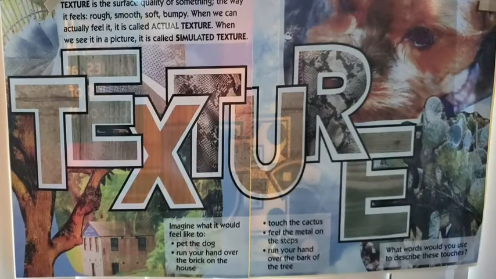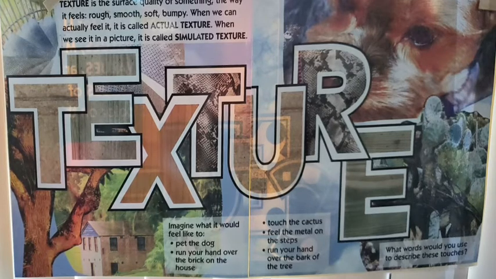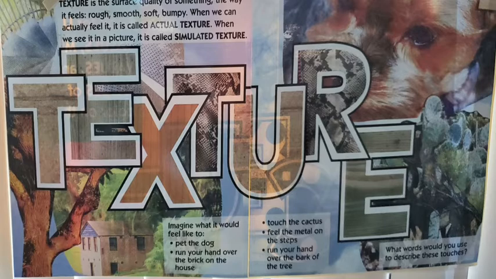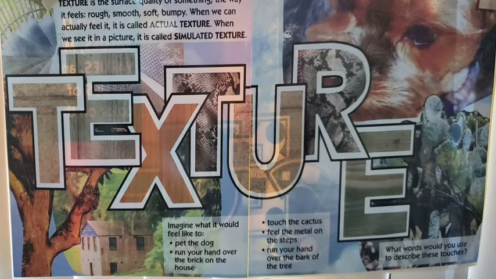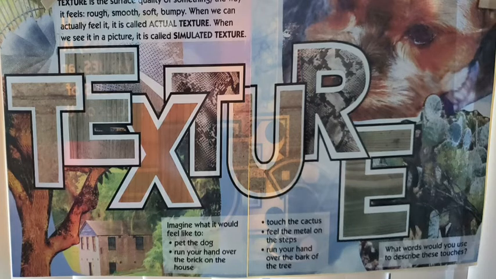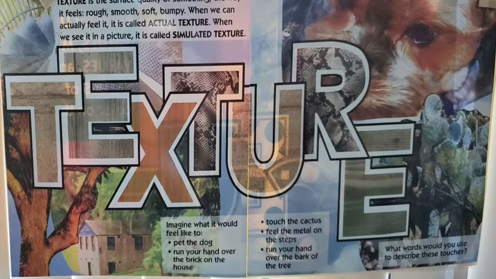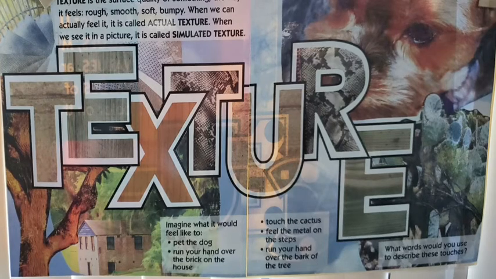Texture. Texture is the surface quality of something, the way it feels. It could feel rough, smooth, soft, bumpy, scratchy. When we can actually feel it, it's called actual texture. When we see it in a picture, it is called simulated texture.